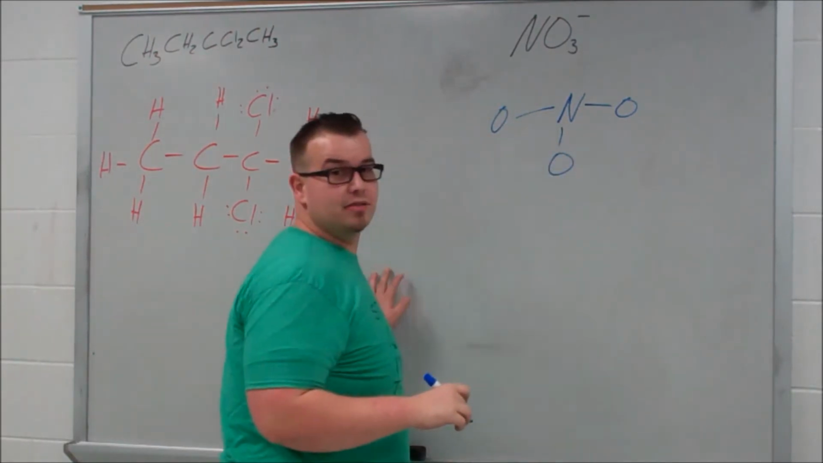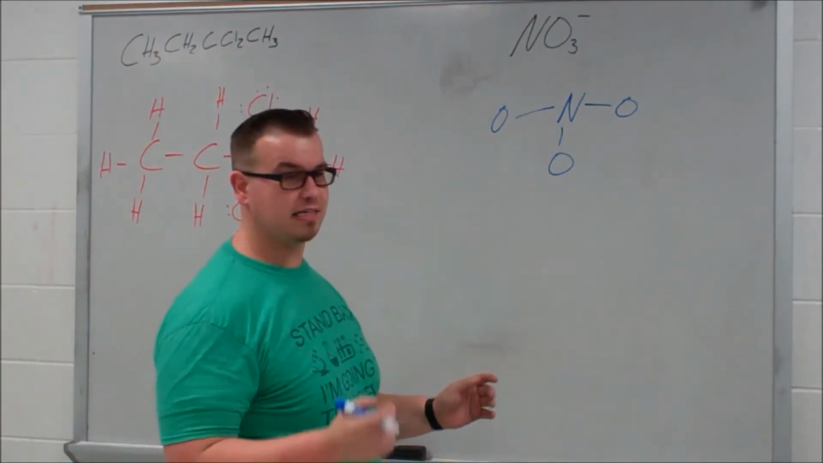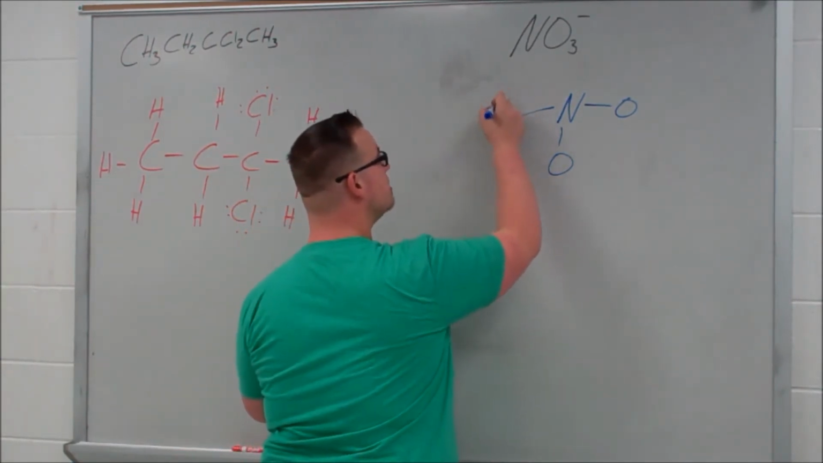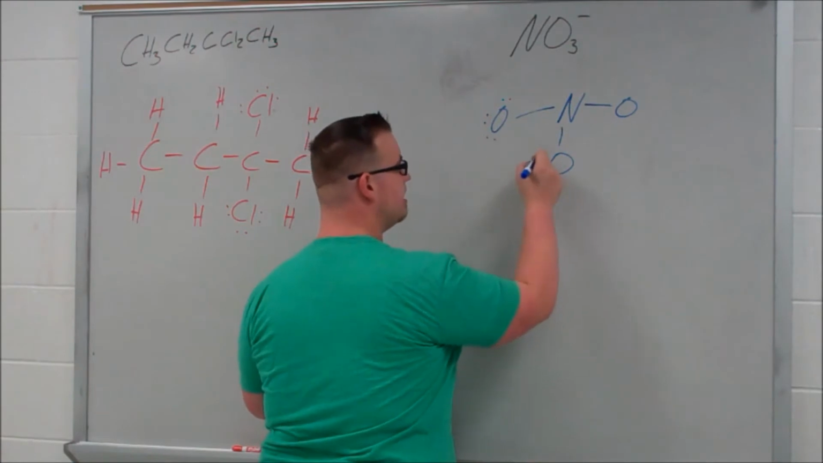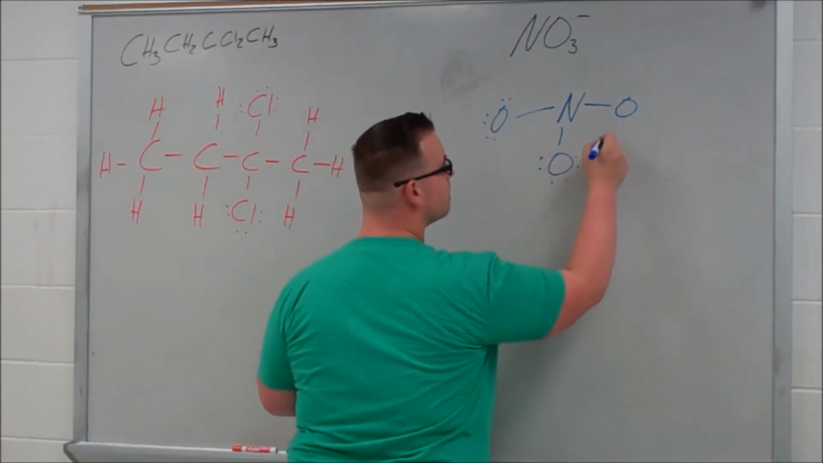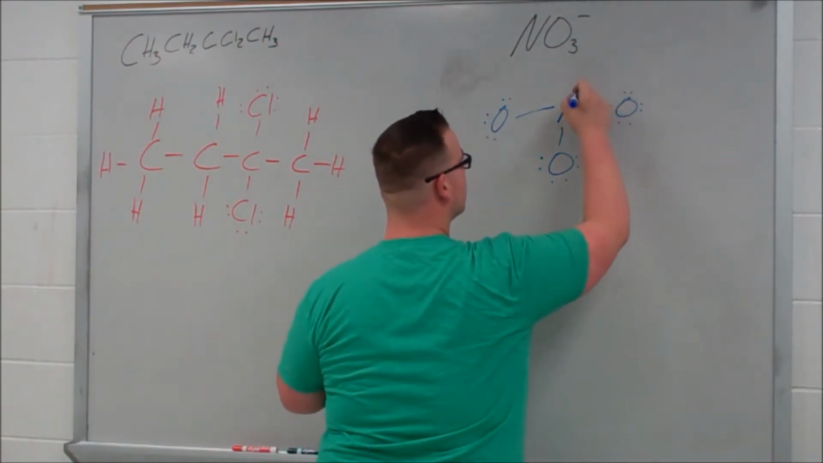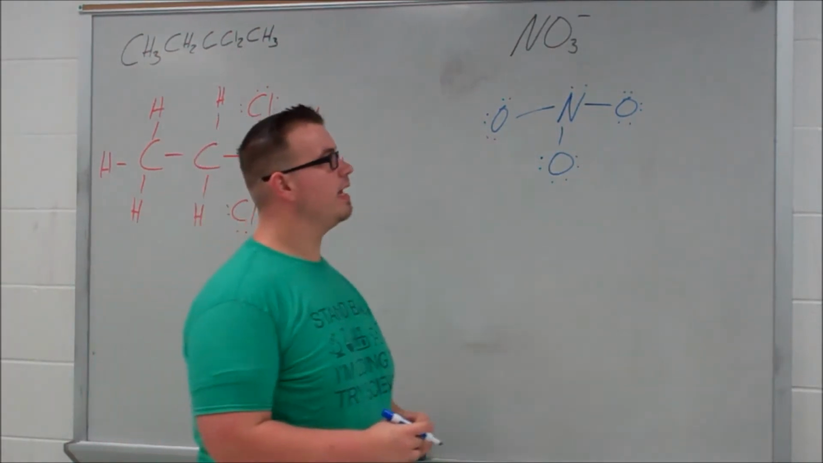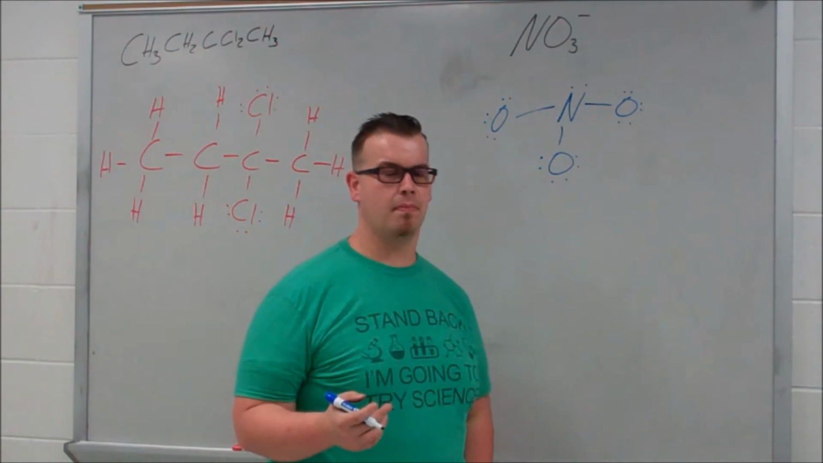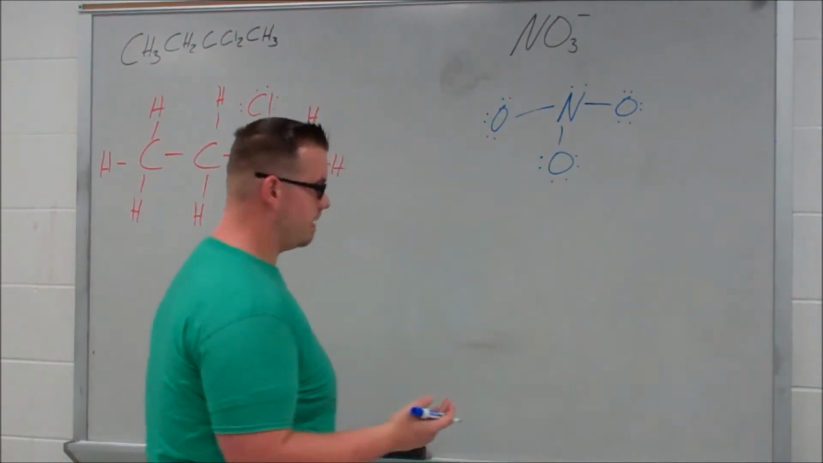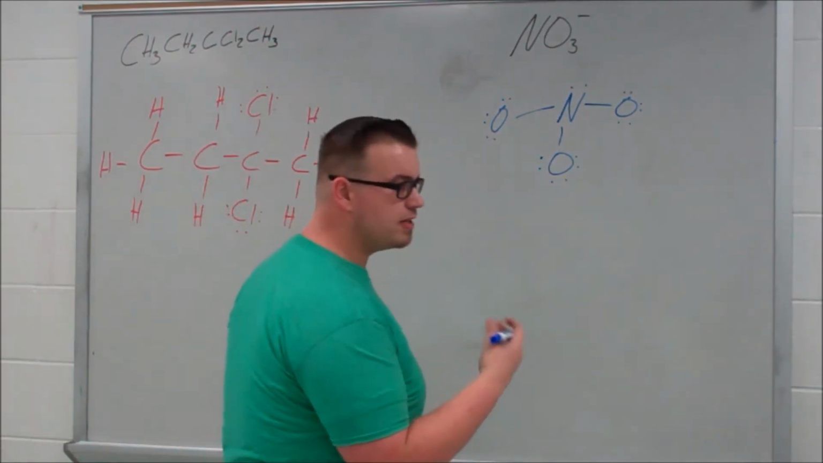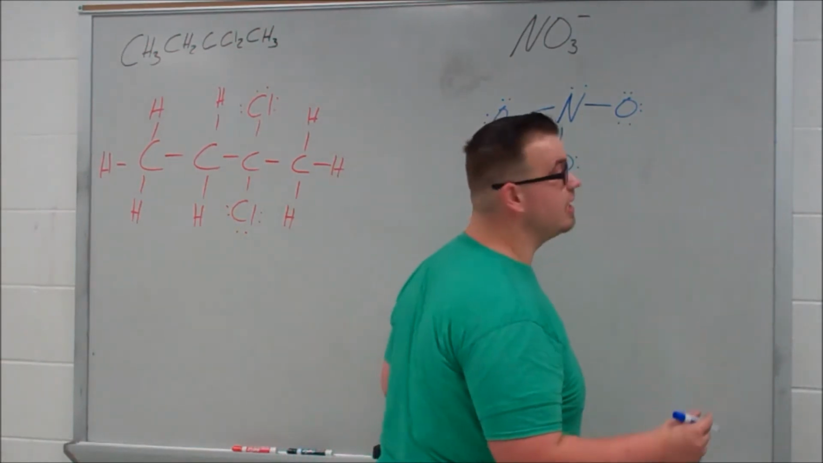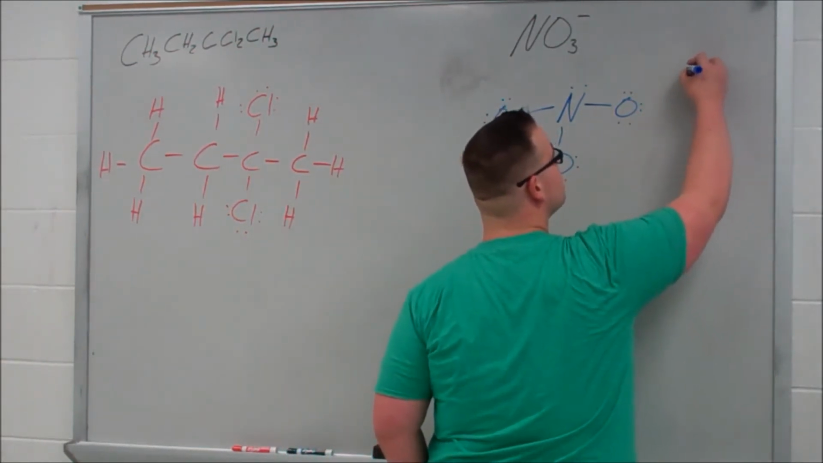So now I have my skeleton, and now give everything a full octet. Everything wants a full octet here. So these oxygens, they need 3 lone pairs. And then nitrogen needs 1 lone pair. Now you need to calculate how many valence electrons you have to show. So I like to do my little chart on the right like we did in class. So let's make a little chart.